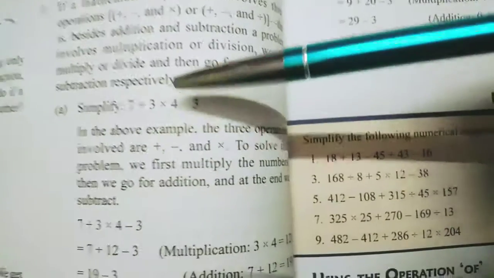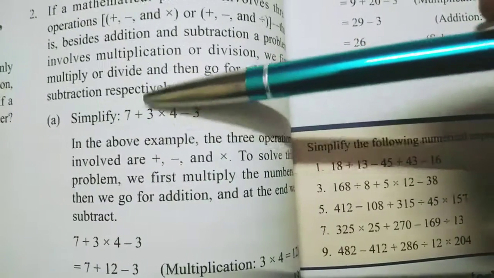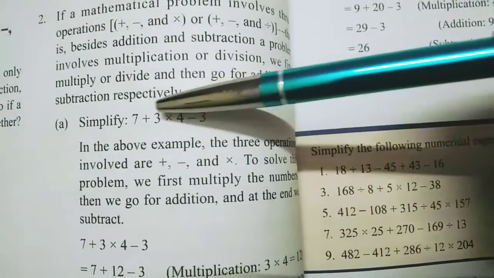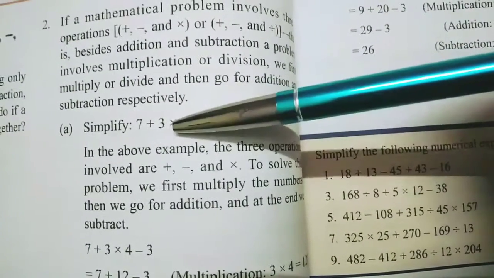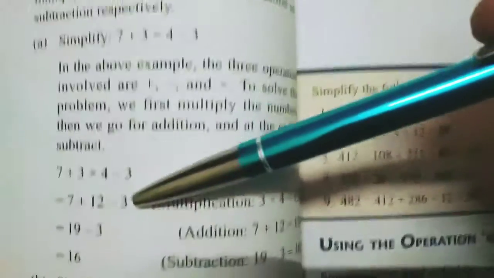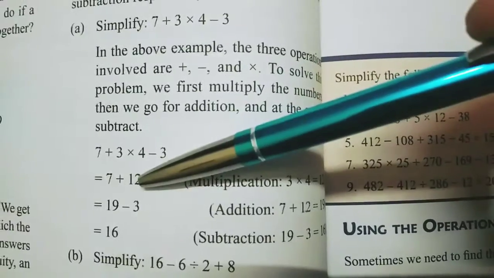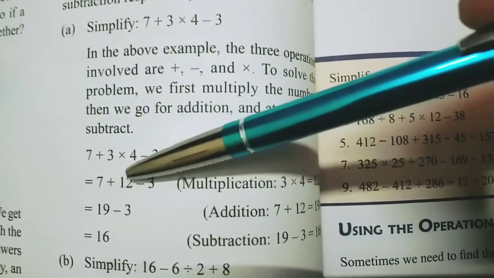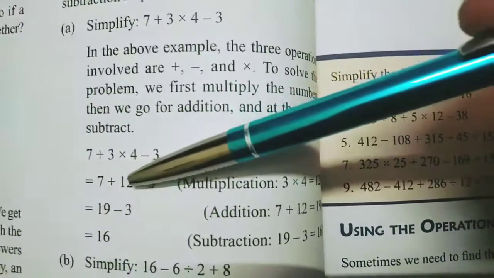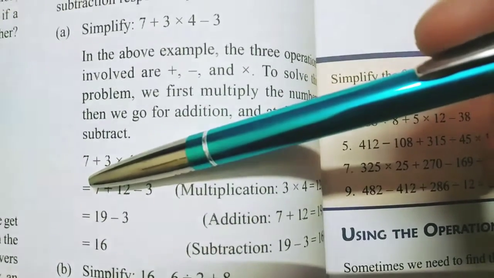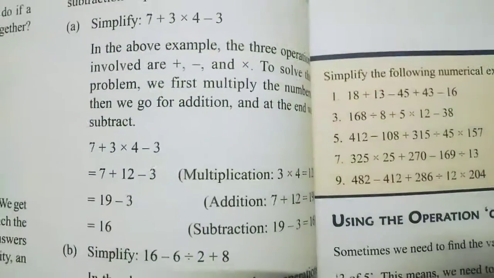See the example here, 7 plus 3 into 4 minus 3. How many operations are there? 3 are there: addition, multiplication and subtraction. So what do you do first? First of all, you will multiply. Always remember. Here see how it is done. First, multiplication, 3 into 4, it is 12. Then the addition, 7 plus 12. This is addition because 7 has no sign before it, that means it is plus. So 7 plus 12 is 19. After that, at last, minus: 19 minus 3 is 16. This is the rule.